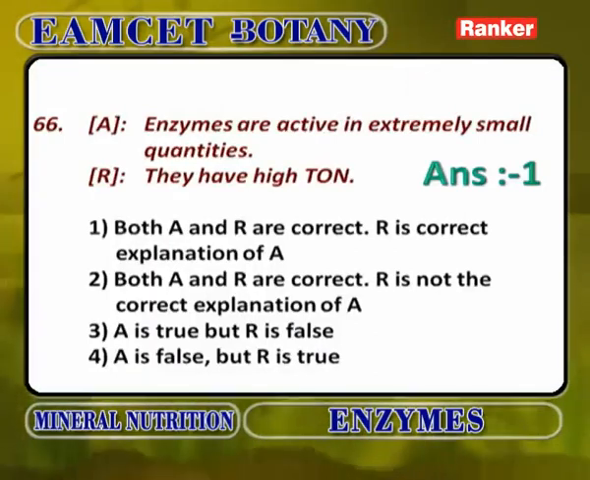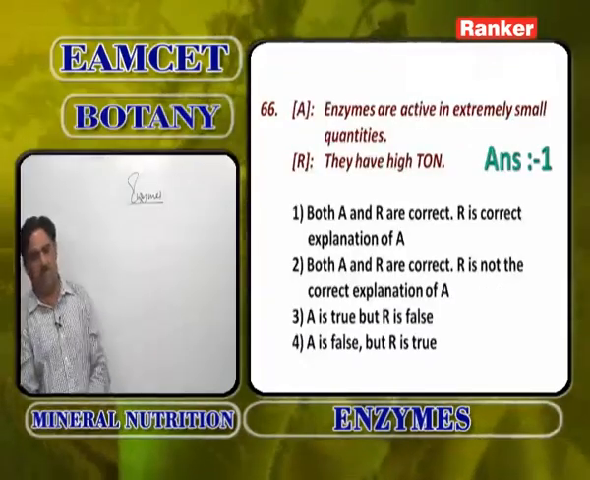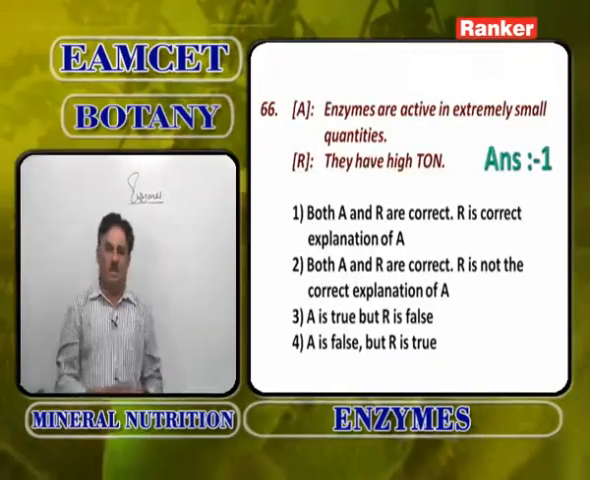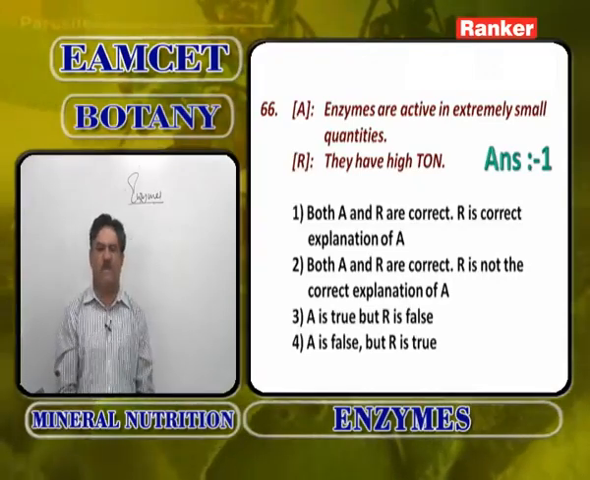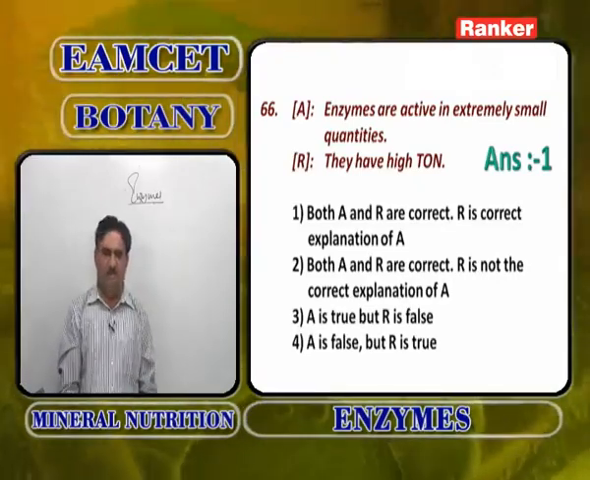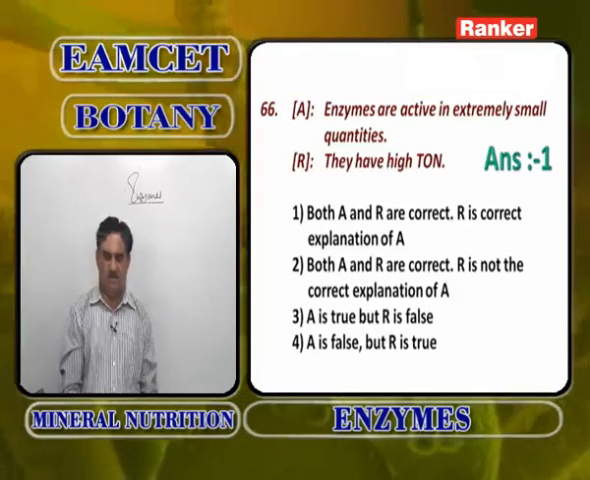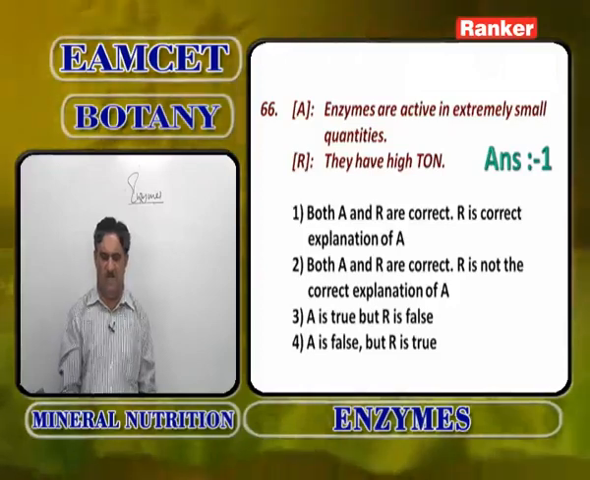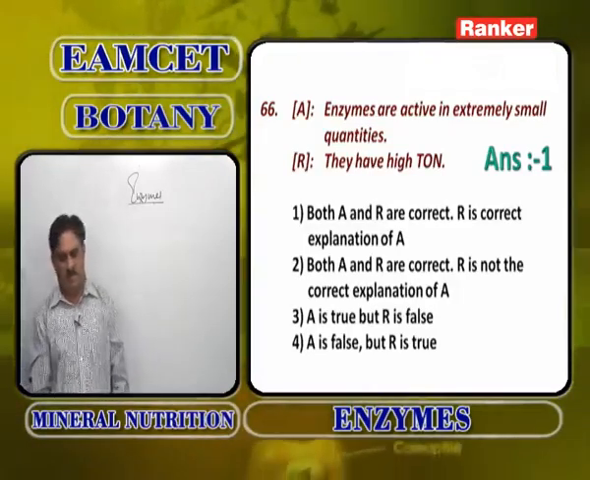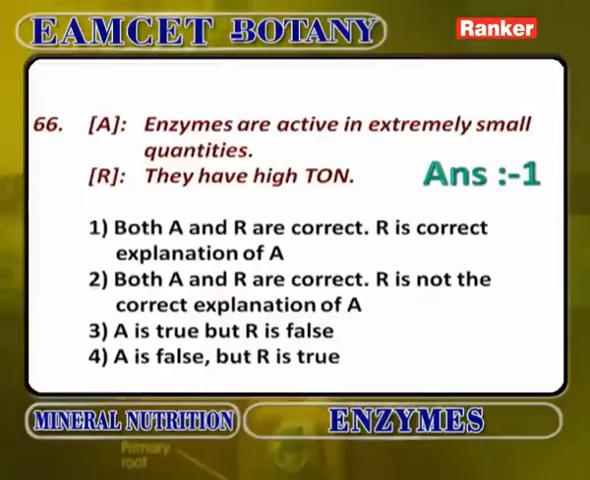The number of substrate molecules converted into products by 1 mole of an enzyme in 1 minute. So "enzymes are active in extremely small quantities" is correct, because "they show high turnover number" is also correct. Because in extremely small amounts they show high turnover number. So both A and R are correct. R is the correct explanation of A.